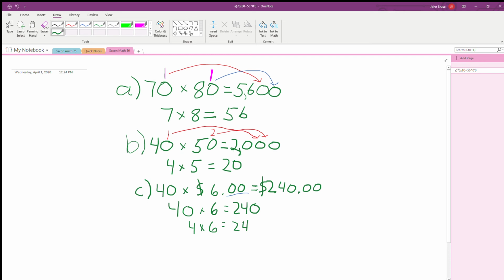I'm going to go ahead and do letter D up here. I'm going to change the color too. Let's go ahead and make letter D blue. Okay, so we've got D over here. Now D is 30 times 800. Now, can you solve this in your head?